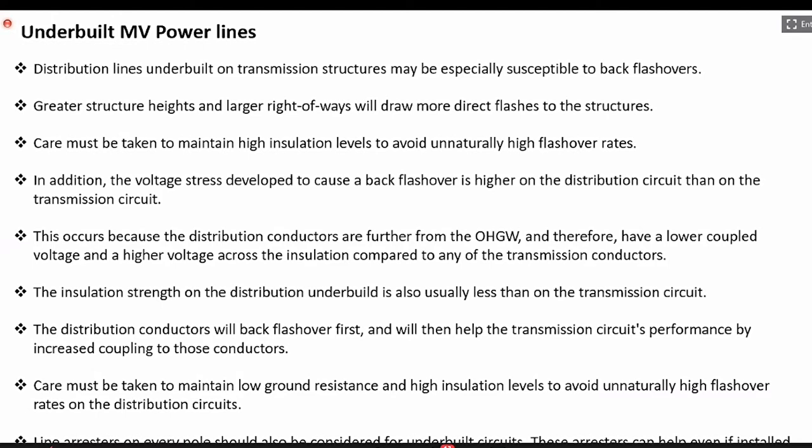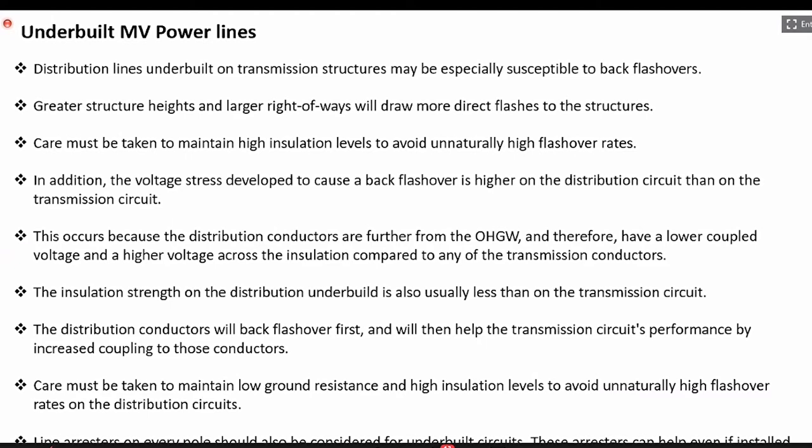This occurs because the distribution conductors are further from the OHG, the overhead grounding wire, and therefore have a lower coupled voltage, higher voltage across the insulation. The idea is this. Now imagine that a lightning strike hits the shielding wire, for example. When the lightning current flows through the shielding wire, there will be an induced voltage in the same phase in the other lines as well.